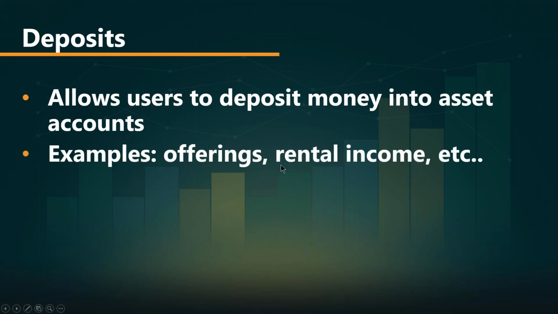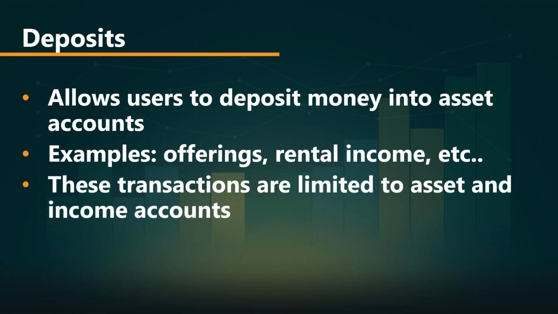Examples are offerings, which is going to be the bulk of the money that's brought in. But it could be rental income. I guess it could also be bank interest. Those are the different types of deposits that you can enter into the system. When it comes to bank interest, you may actually use a journal entry for that, though. So these transactions are limited to assets and income accounts.